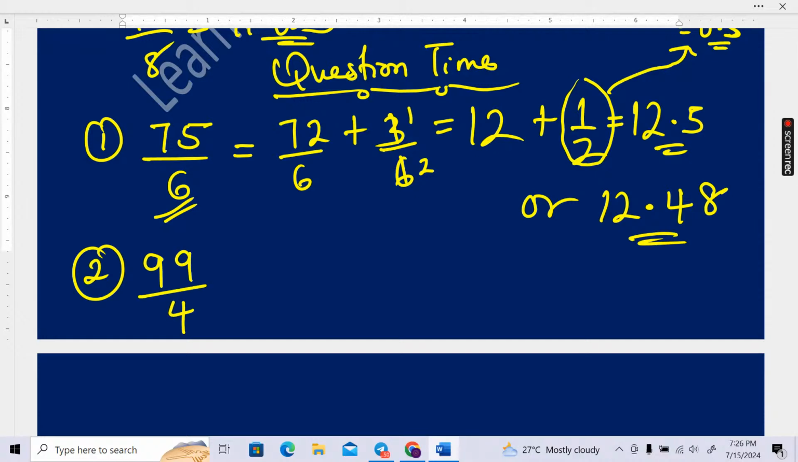What is 99 divided by 4? Everybody, what is 99 divided by 4? Type your answer in the comment section. Using decimal expansion, using division in the head.